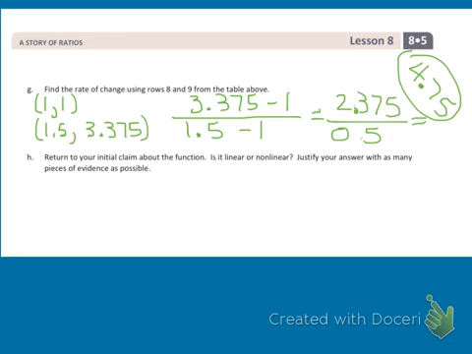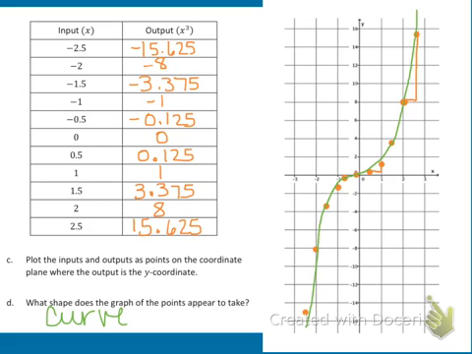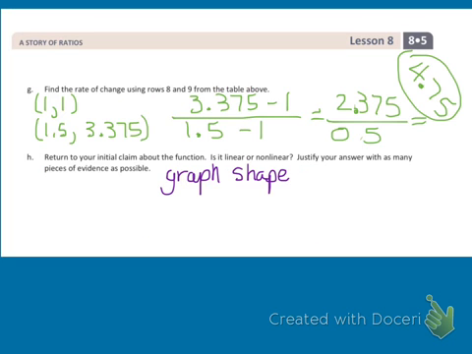So in H, it asks you to return to your initial claim about the function. Is it linear or nonlinear? It's nonlinear. And justify your answer with as many pieces of evidence as possible. So what are the types of evidence that we have? We have the graph itself, its shape. We can tell it's not linear just by looking at it after we plotted it. So we have the shape of the graph. We have the rate of change data is not constant.